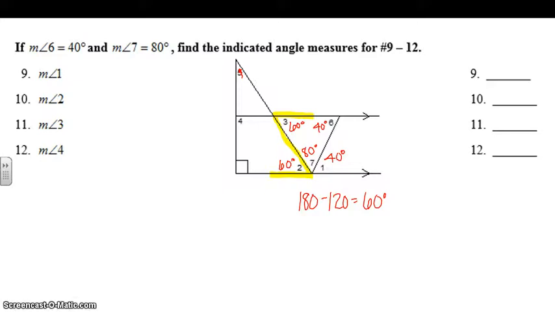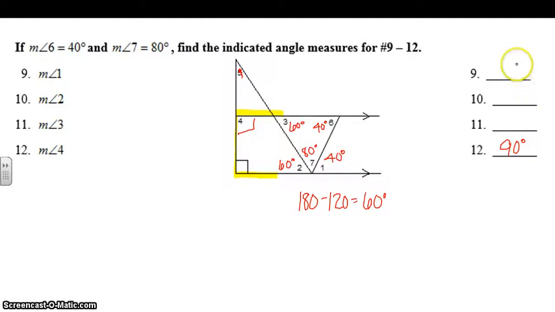Okay. Now the last one I need to find is angle 4. And so on that one, hopefully you saw a C here. And so remember, C's are consecutive interior angles, and so those are supplementary. So then this angle 90 and this angle have to add up to 180. So 180 minus 90 means this has to be 90. So now I can fill in all my angles.